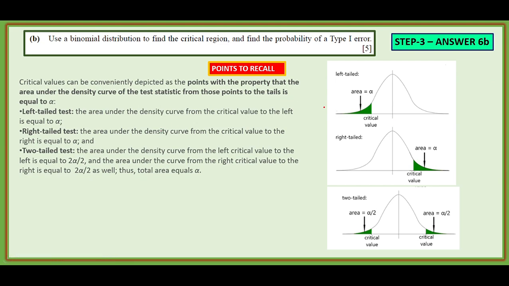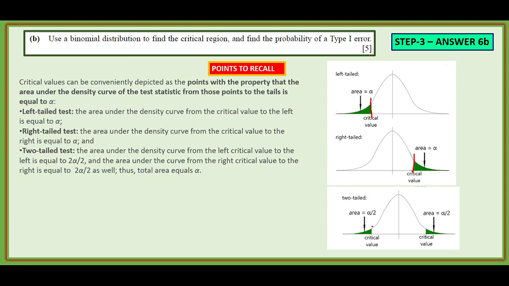So diagrammatically you can see here, left-tailed means this is the critical value and the left of that critical value is the rejection region. And for the right, greater than, that is a one-tail test, right-tailed, it is the right side of the critical value.